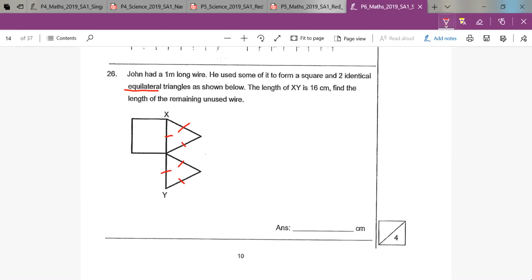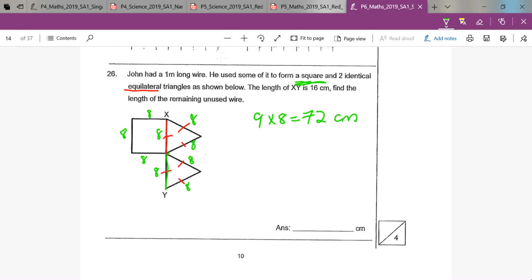The length of XY is 16 cm. So we already established that this length is the same as this length here. So one of them will be just 8. Both are 8. So this is also 8, this is also 8, this is also 8, this is also 8. And this is a square, so this is also 8, this is also 8, this is also 8. So how many 8s do we have? Let's count. 1, 2, 3, 4, 5, 6, 7, 8, 9. You have 9 8s. So 9 times 8 is 72.